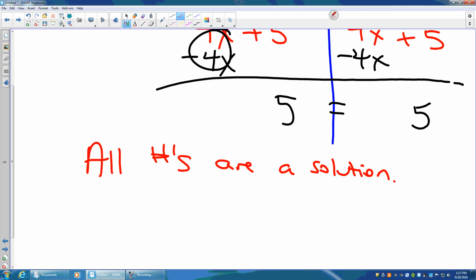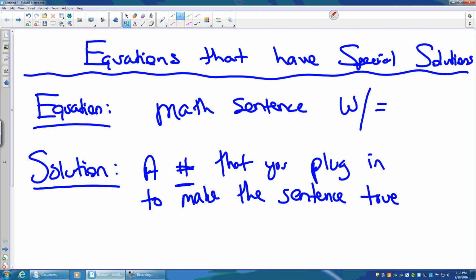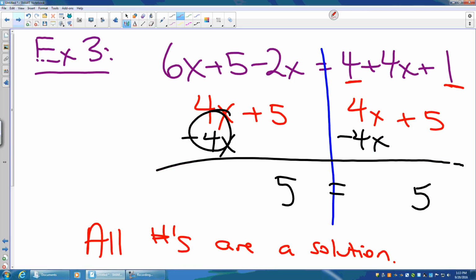And what that means, if you go back to our definition of a solution, that means a number that you could plug in to make the sentence true. That means that you should be able to plug in any number, or all numbers, like 1/2, or 2, or 0, or 5. In fact, I'm going to plug in 2 of them just to show you guys what I mean.